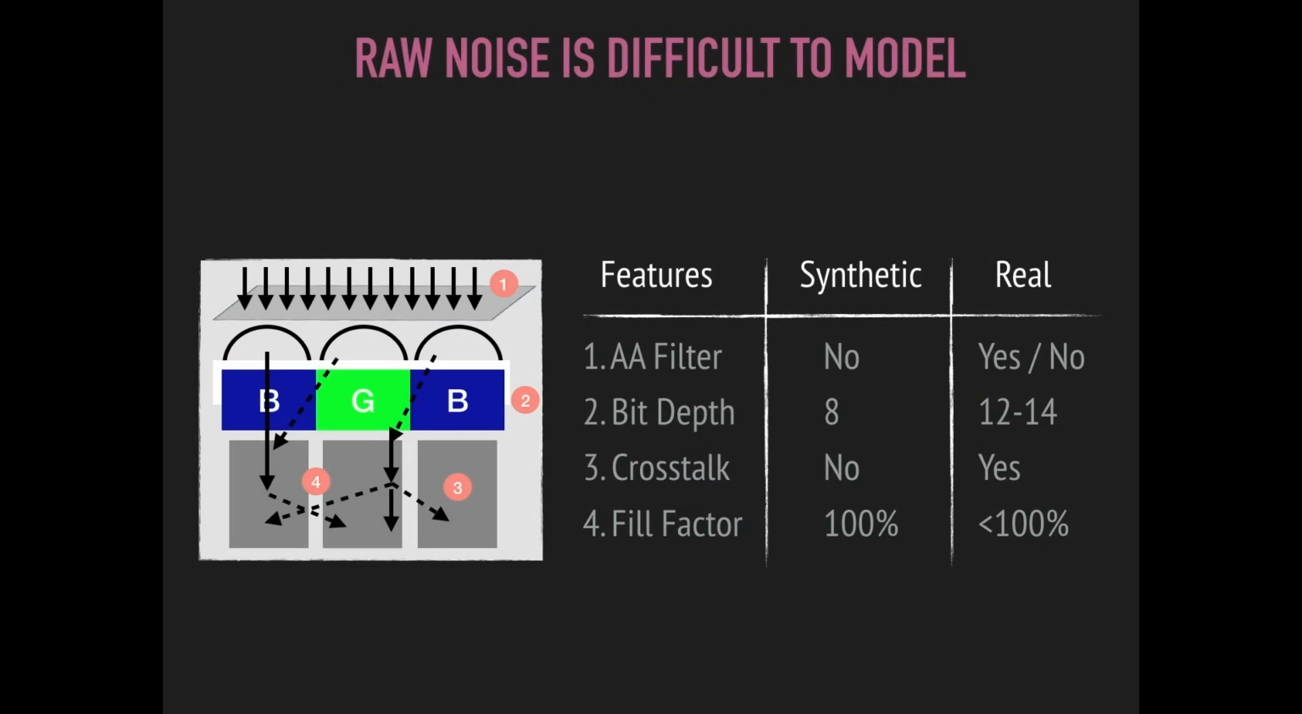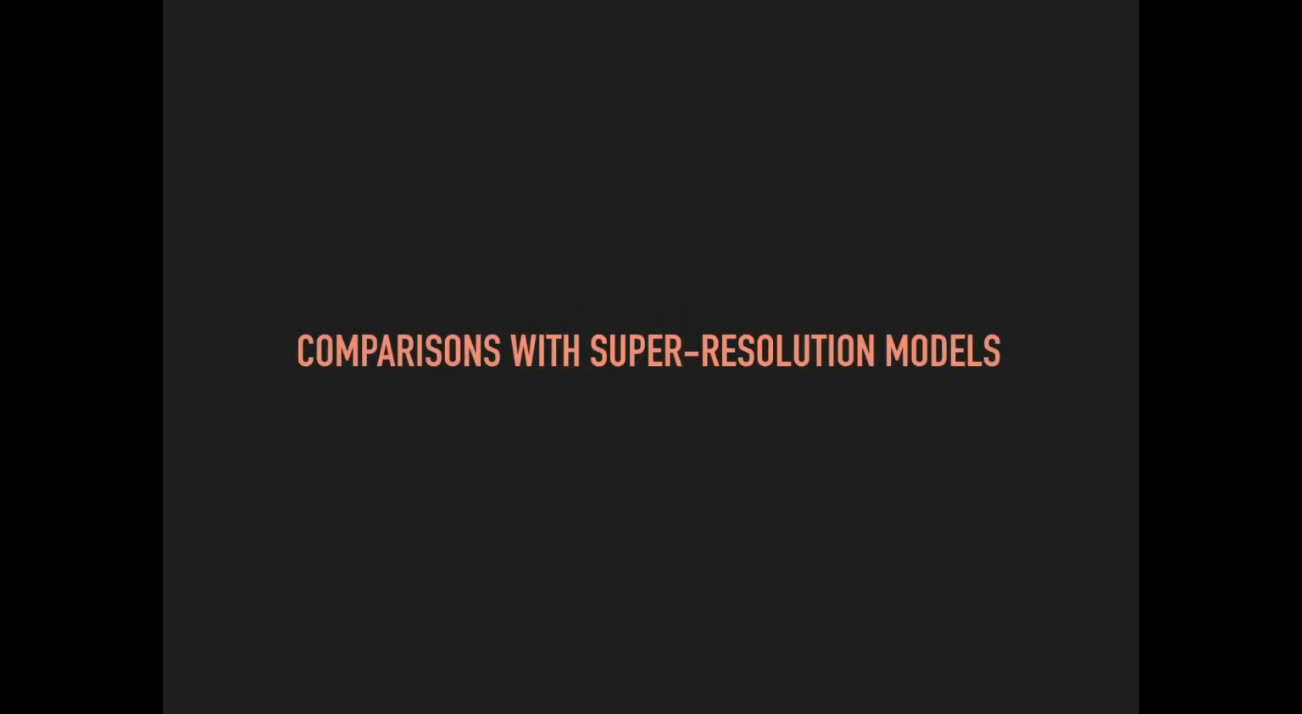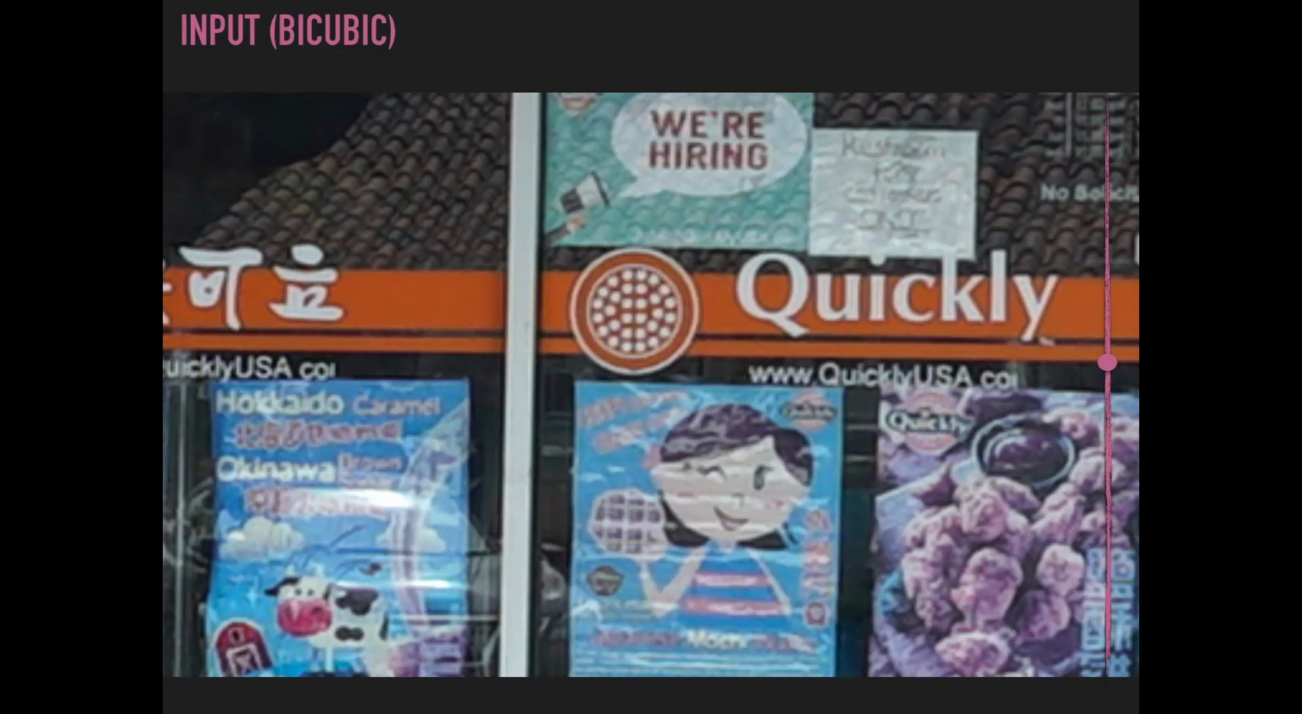An alternative to capturing raw sensor data is to synthesize raw sensor data. However, a range of real sensor noise characteristics, including crosstalk noise and imperfect fill factor, are challenging to model accurately. Let's now look at some results. We first show a comparison with ESRGAN, the state-of-the-art super-resolution model. More baseline comparison results can be found in the paper and the supplement.